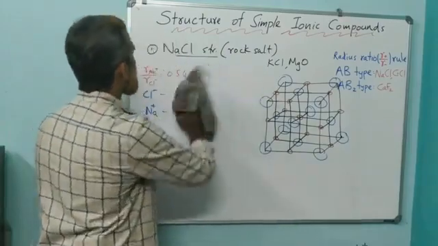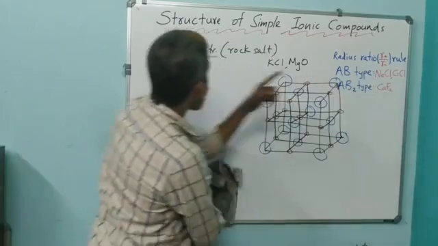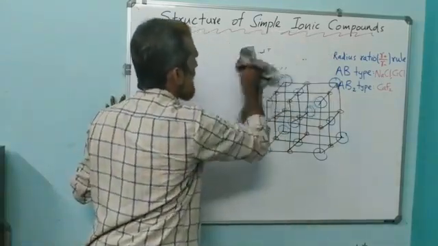Let us go to the remaining two more structures. What's the next one? In AB type we have cesium chloride, right? Cesium chloride structure.